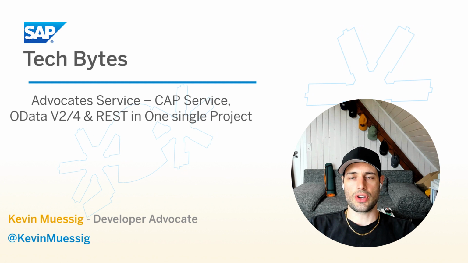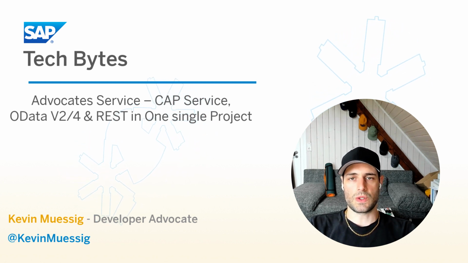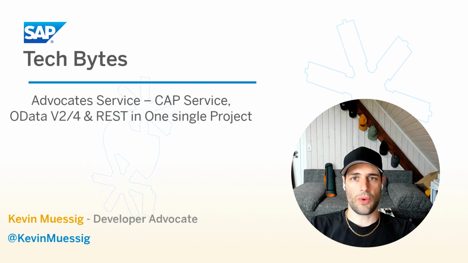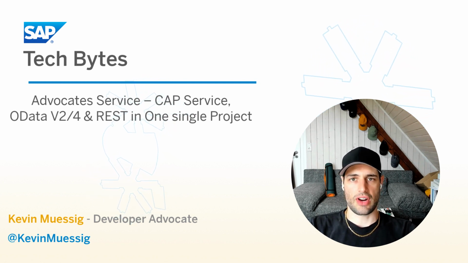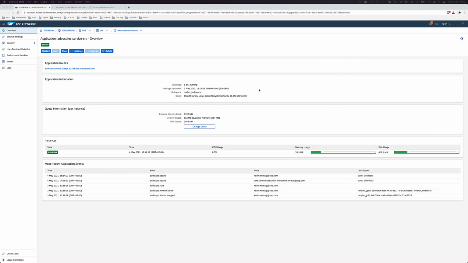And today I want to show you how to build a CAP project having multiple endpoints. The endpoints we're going to implement are OData V4, OData V2, and just regular REST. So let's get started. All right, what we see here is the SAP BTP cockpit.